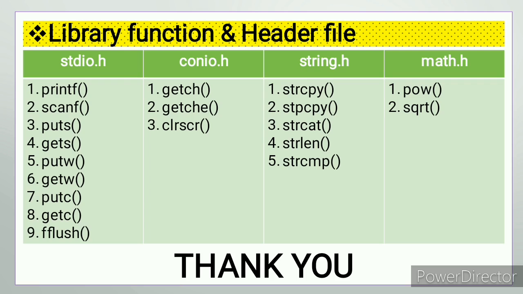Strcmp means string compare, strlen means the length of the string, like that. Then if we use math.h, under math.h the pow function comes, pow means power, and the sqrt function comes. Sqrt means square root. So if we use these kinds of functions, you must mention the header file. Thank you.